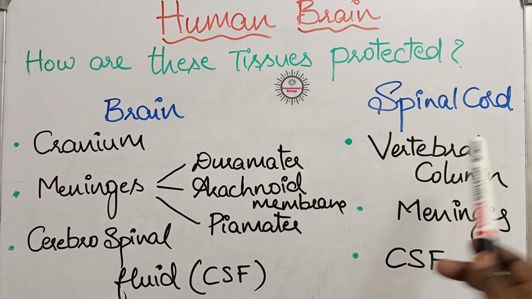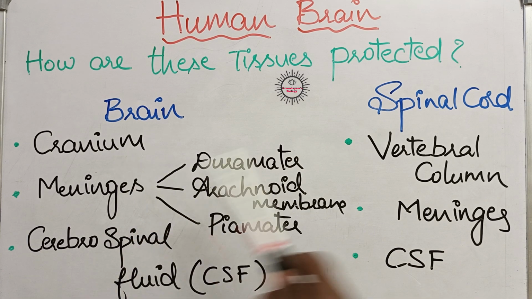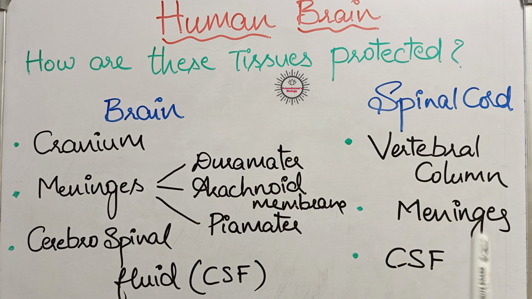And like the brain, the spinal cord also contains three meninges: dura mater, arachnoid and pia mater. Between the second and third membrane, a fluid is present in the spinal cord, that is cerebrospinal fluid. So the only difference between the protective tissues of brain and spinal cord is cranium and vertebral column. Here the bony structure is cranium, here the bony structure is vertebral column. The remaining meninges and cerebrospinal fluid are present in both brain and spinal cord. So these are the tissues which are protecting these two delicate organs of our nervous system, that is brain and spinal cord.